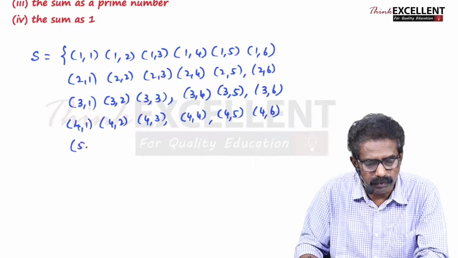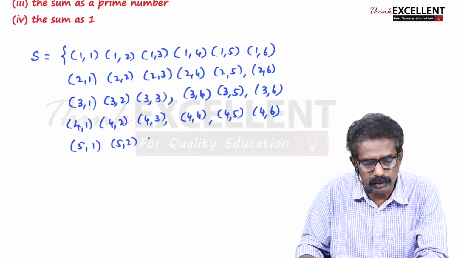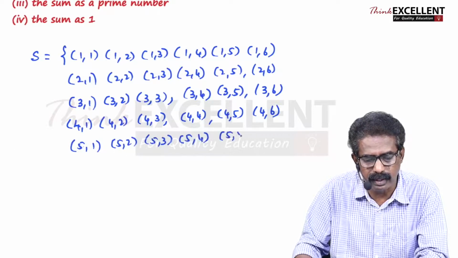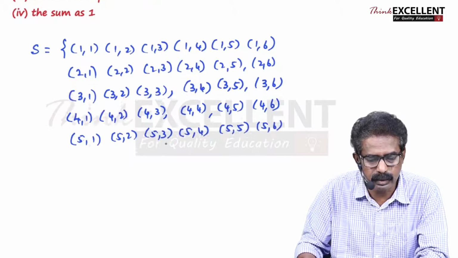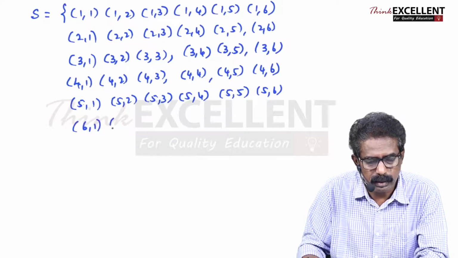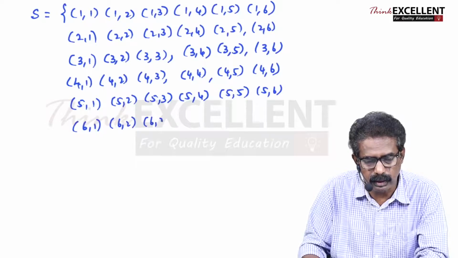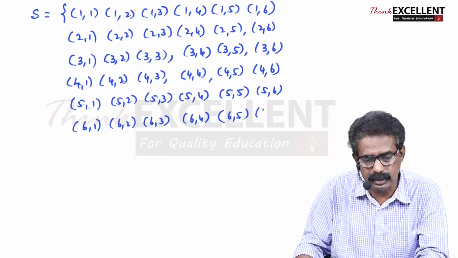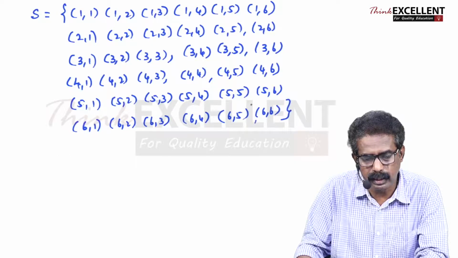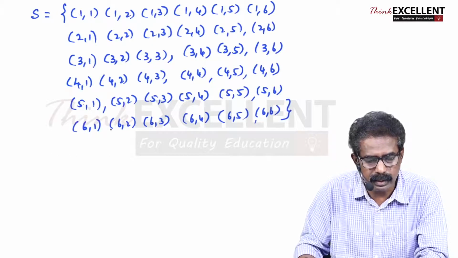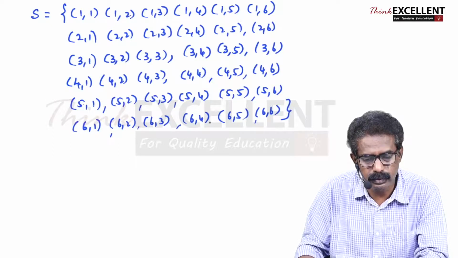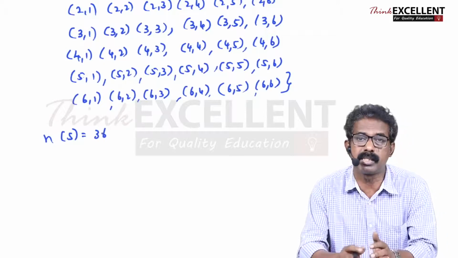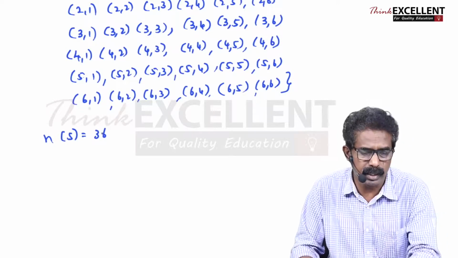Fifth row, 5 1, 5 2, 5 3, 5 4, 5 5, 5 6. And the last one, 6 1, 6 2, 6 3, 6 4, 6 5 and 6 6. So totally there are 36 cases, right? So you can mention that also. N of S is equal to 36. In this case, whatever question they ask, the denominator you write what?